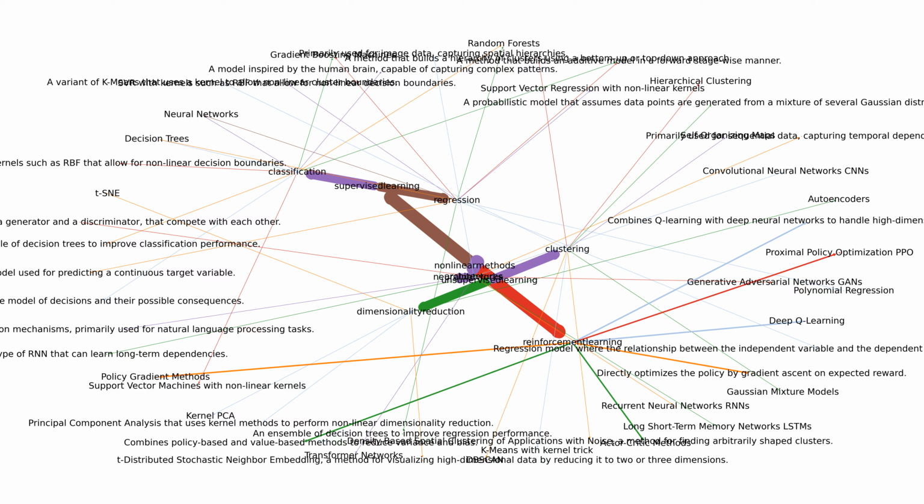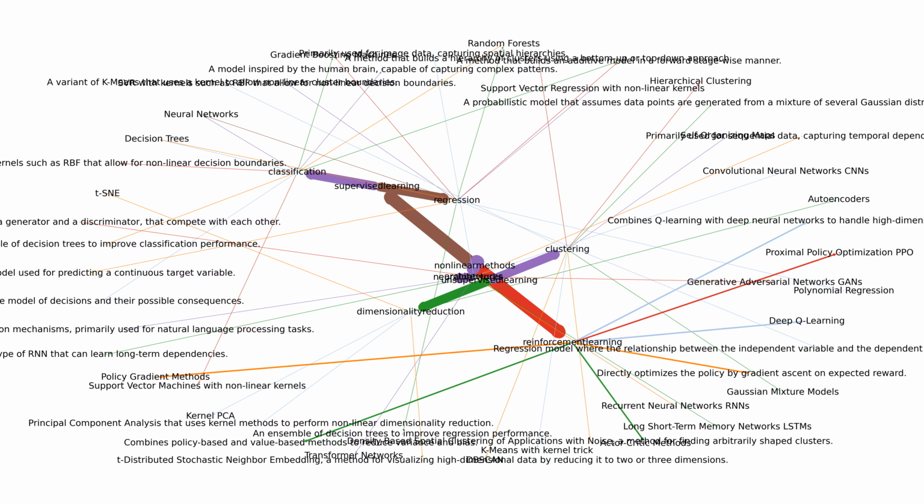Method: Gradient boosting machines. Description: A method that builds an additive model in a forward stage-wise manner. Method: Support vector regression with nonlinear kernels. Description: SVR with kernels such as RBF that allow for nonlinear decision boundaries. Method: Neural networks. Description: A model inspired by the human brain, capable of capturing complex patterns.